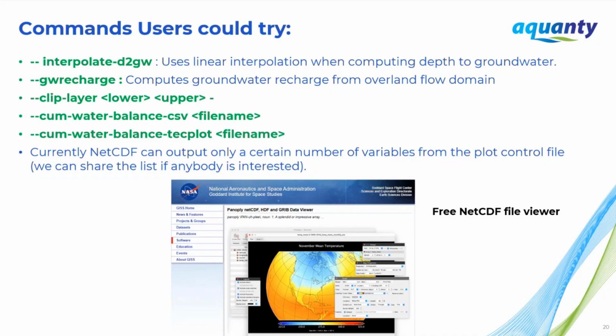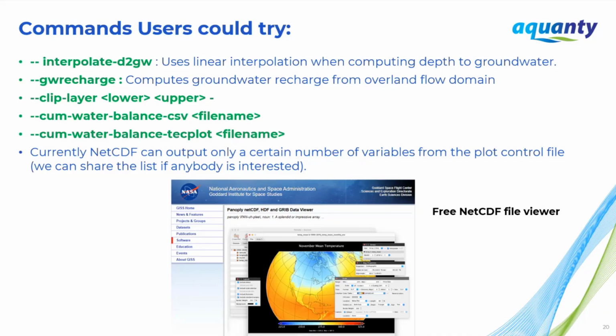Just like I was explaining about the 2D model domain, if we want to clip different layers, like if a model has 15 layers and we want to look at the results of maybe layer 3 to 5, you can clip it using HGS2VTU. And we also have the cumulative water balance file as well.